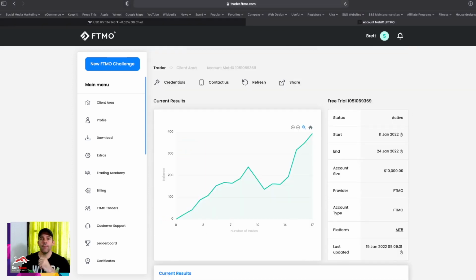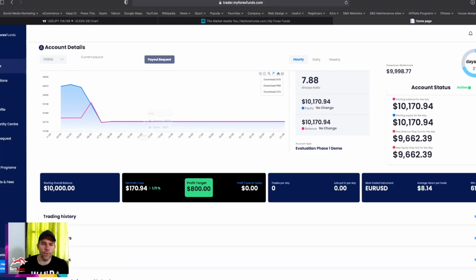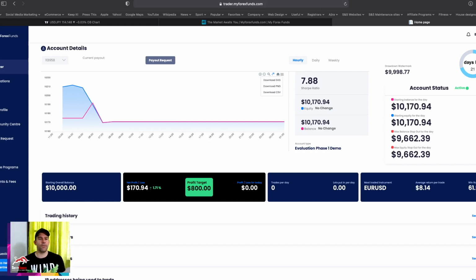So that's that. Let me then show you my Forex funds. We are currently at $170, 1.7% up. Our win rate is 61.9%. Now that's a bit low because of those few open closes that counted as losses. And that also will affect things like my RR. So it's just stupid to do that, to be honest.